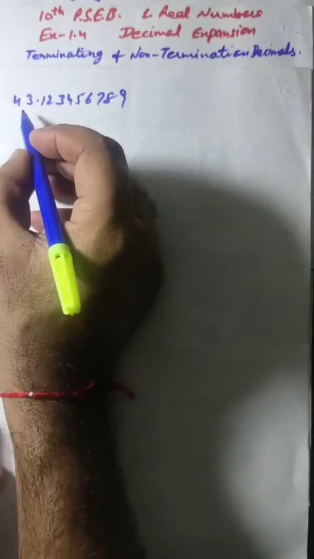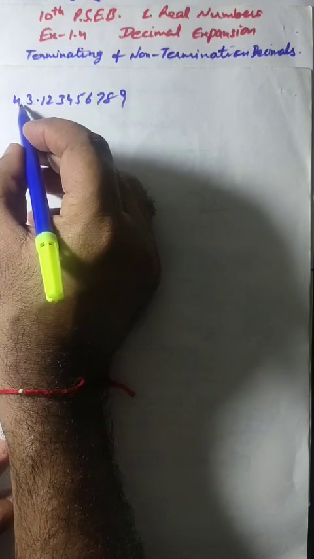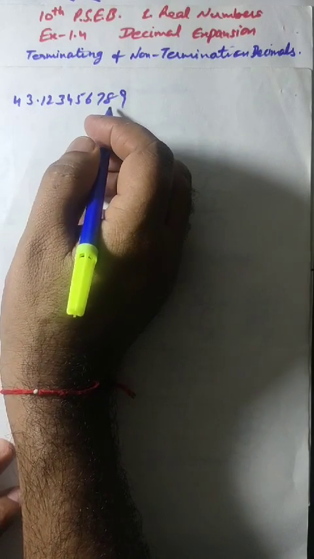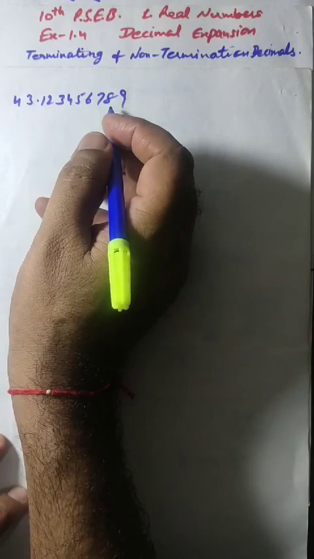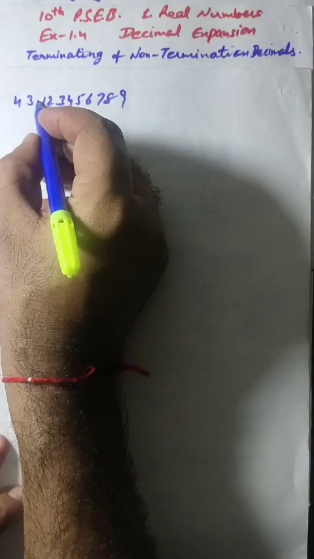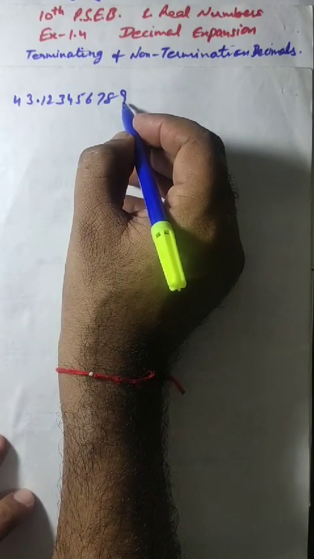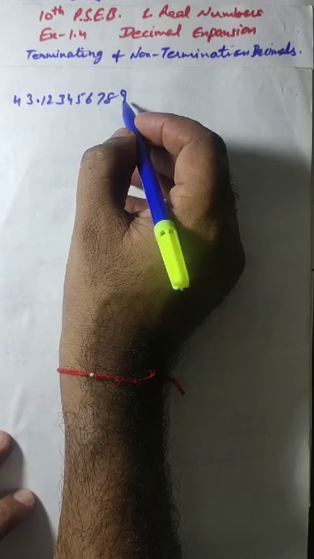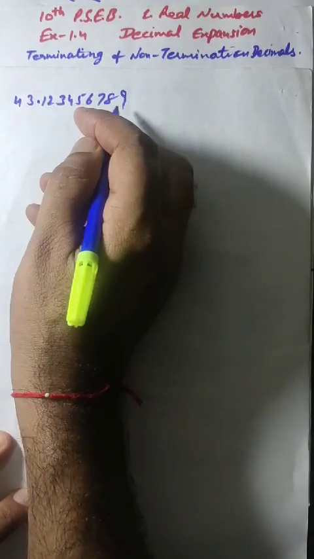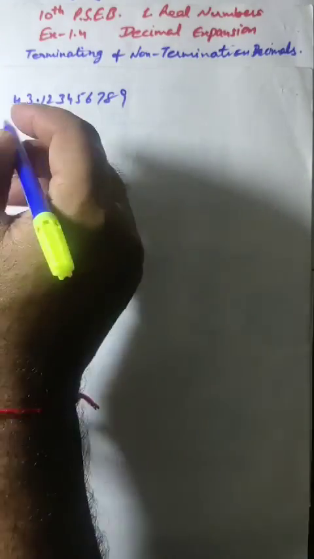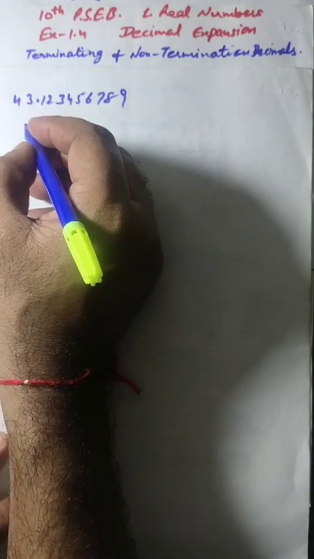We are given here a question: 443.12345678910. We have to check whether this is terminating or non-terminating. As we have studied, if the decimal ends at some digit, that means that is a terminating decimal. So we can say this number is having limited decimal places. So it's a decimal number. It's a terminating decimal number.